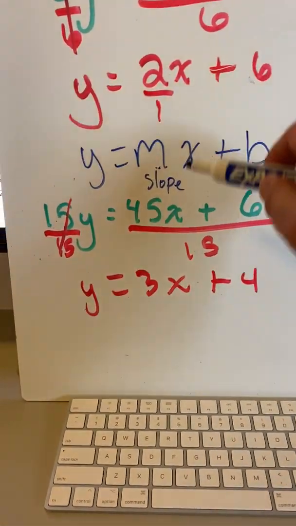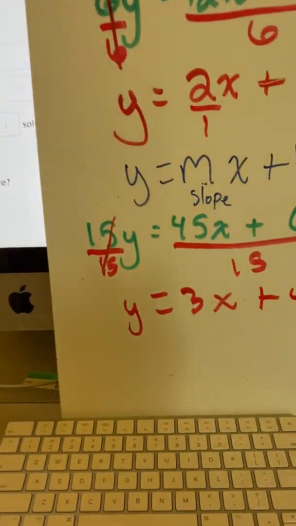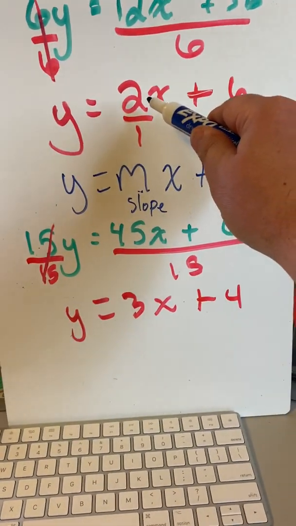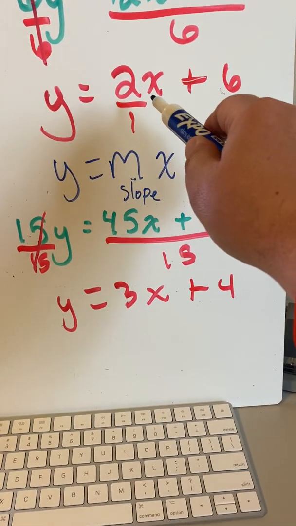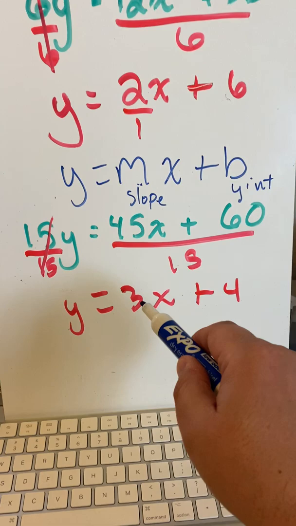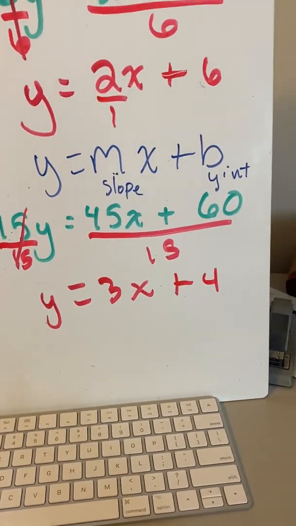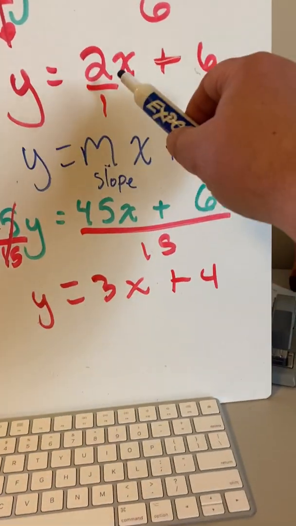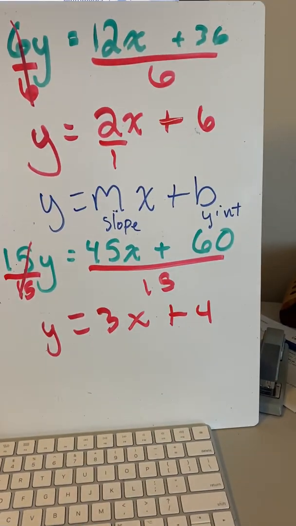So when I look at this and they ask us our first question, is the slope of the first equation the same or different than the slope of the second? That's a 2. That's a 3. They're different from each other. Automatically, I can already make the assumption, since I have different slopes, I have one intersection of these two lines.